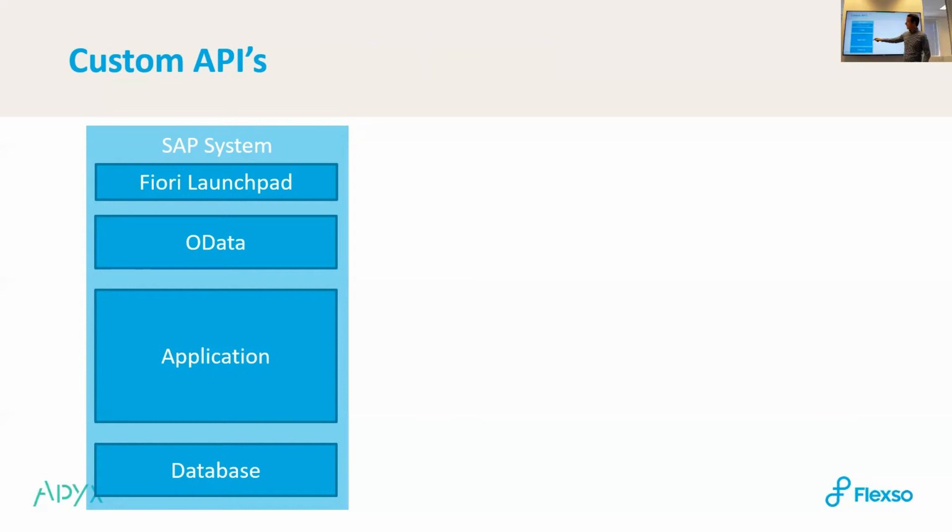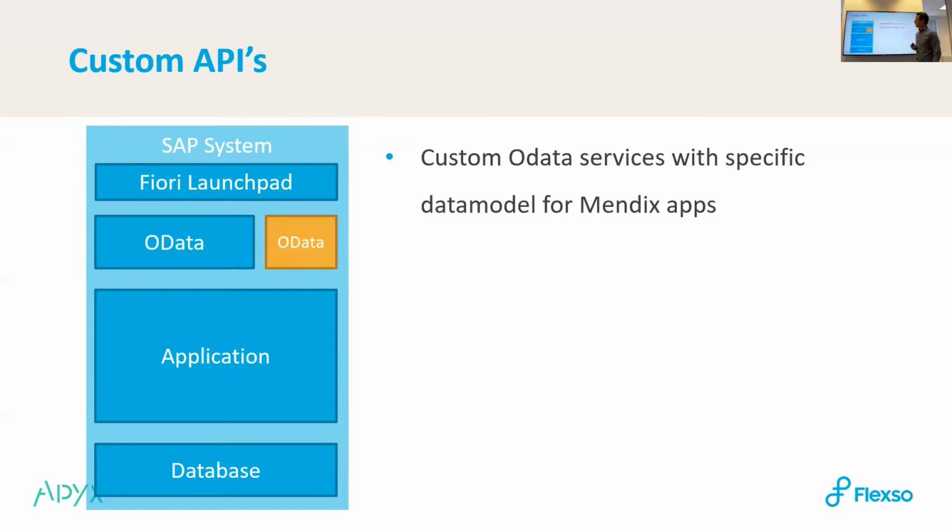Here we have a typical stack of an SAP system. We have a database layer, an application layer. On top of that, we have an OData layer and then a Fiori Launchpad to consume this logic. So this is all standard SAP, and we want to keep it as clean as possible, but we still want to have a custom API. We do this by only changing the OData layer and not changing the layer, but adding additional OData services there. And we do this by creating custom OData services specific for an extension application on Mendix.